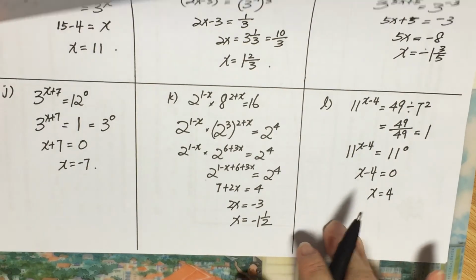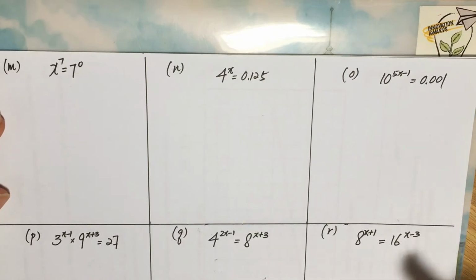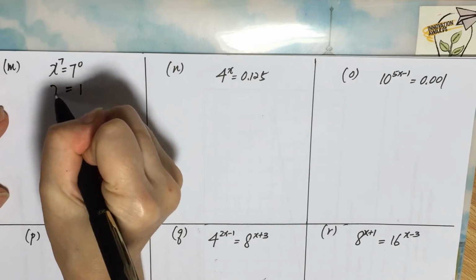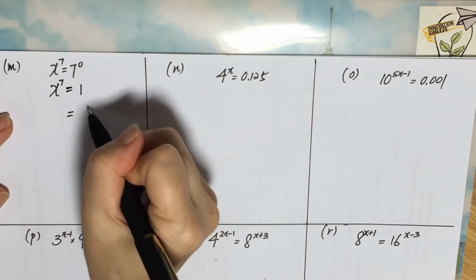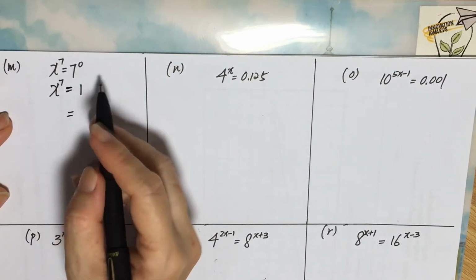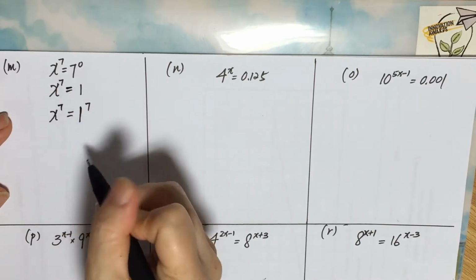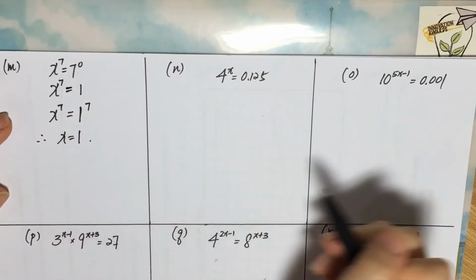Okay, next, question M. 7 to the power of 0 is 1. So x to the power of 7 is 1. And they don't have the same base. I can't change 1 to x. So can I change it? 1 is actually 1 to the power of 7 also. So x to the power of 7 and 1 to the power of 7. So therefore, x is actually equal to 1.